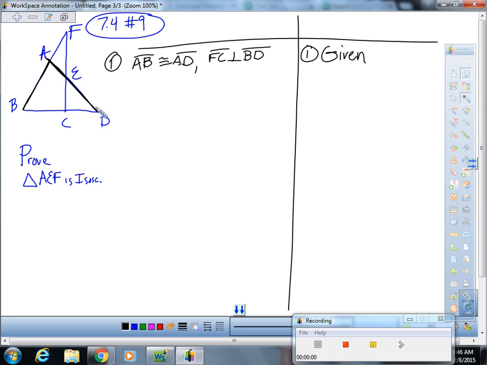All right, so what I'm going to say right away, I'm just going to use my givens and take them a step further. So I'm going to say that angle FCB and angle FCD are right angles. And that is the definition of perpendicular.